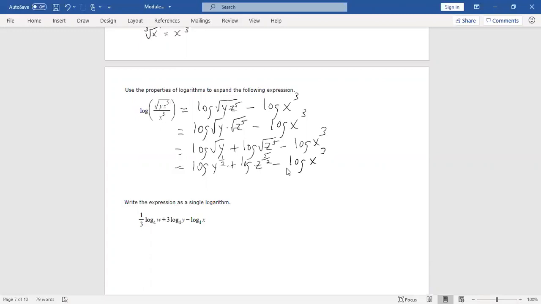Now our last step is to use that power property. So remember, if we have an exponent, that would go in front of our logarithm. So this would become 1/2 the log of y plus 5/2 the log of z minus, now this 3 would go in front, 3 log of x.